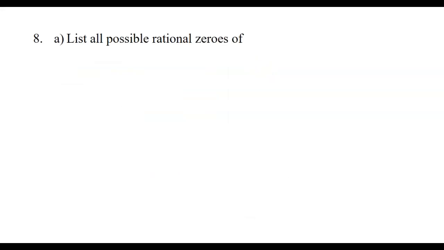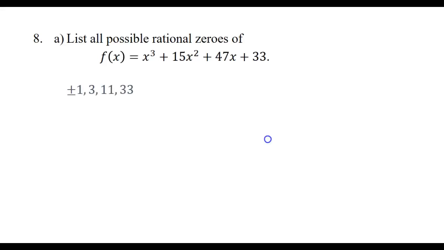Next example: list all possible rational zeros of f of x equals x cubed plus 15x squared plus 47x plus 33. So factors of the constant term are positive or negative 1, 3, 11, or 33 itself. And then they can only be over 1 because that's the leading coefficient. So that's the list of possibilities.